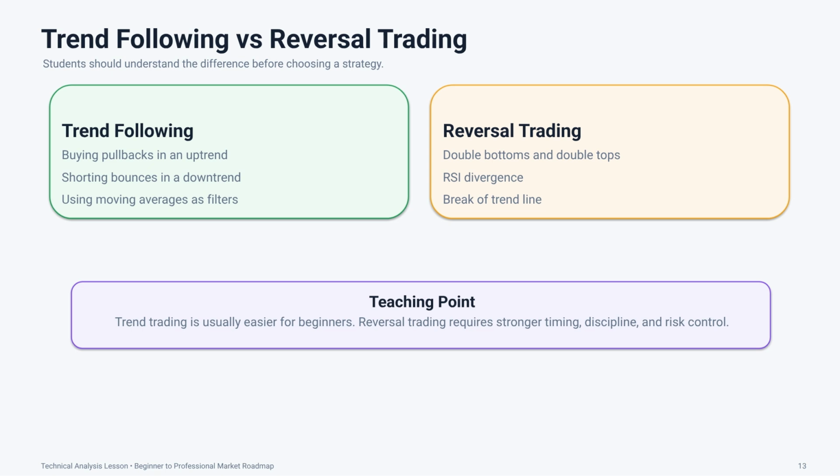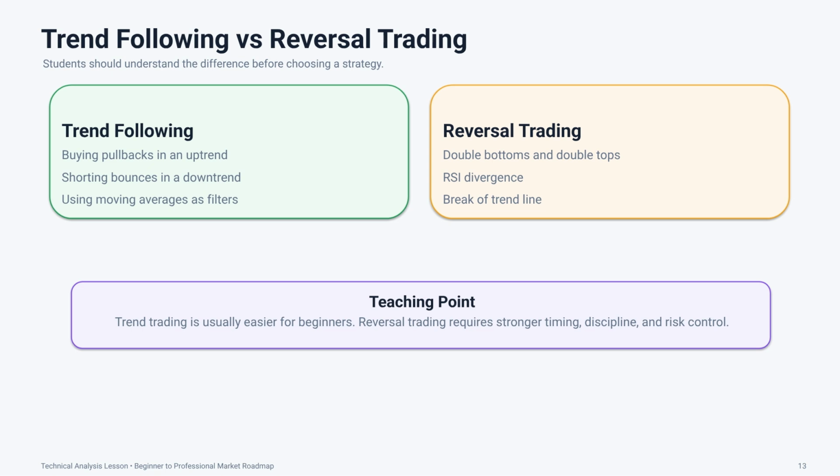A double top may show that buyers are losing control and sellers are starting to step in. RSI divergence can show that momentum is weakening even though price is still moving in the same direction. A break of a trend line may show that the old trend is starting to fail. But reversal trading is harder because timing is very important. Sometimes traders think a reversal is starting, but price only pulls back and then continues in the same trend. That is why reversal trading requires stronger discipline and better risk control.